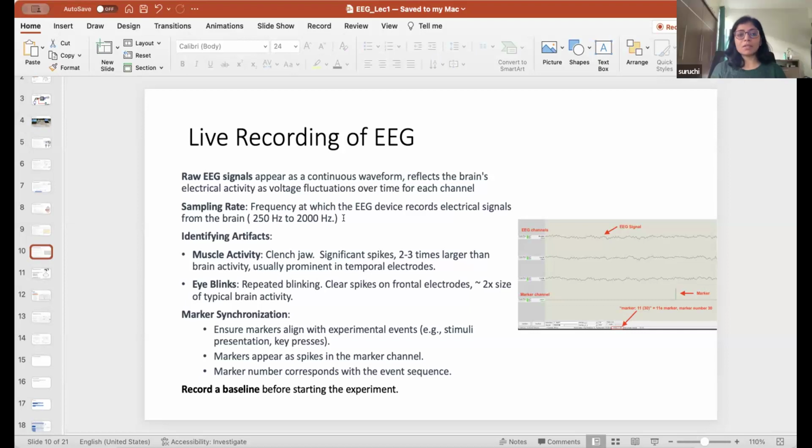So you can't be measuring continuously. The device is also a device, right? It's obviously measuring at given points in time. Otherwise, you'll have infinite data. So for every second, it's measuring 250 times or 2000 times, depending on what you've set.